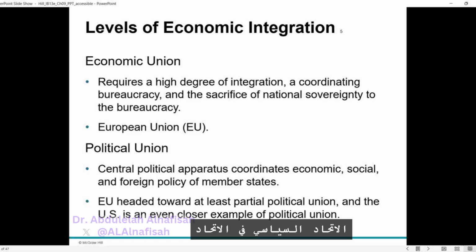A political union centralizes economic, social, and foreign policy decisions within a governing body. The EU is progressing toward a partial political union, exemplified by the European Parliament, elected by EU citizens, and the Council of Ministers, comprising ministers from each member state. The United States offers an example of full political union, where independent states have combined into one nation, a model the EU may move toward in the future.